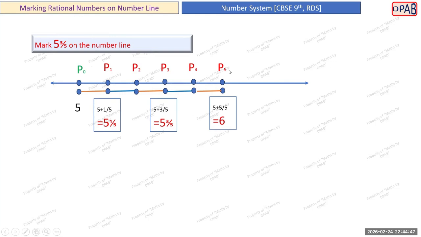Same way, P5, where you are getting 5 as a whole number plus 5 by 5. 5 equal parts out of 5. Okay. So all these things put together, if you are getting this 5 by 5 as 1, so 5 plus 1 equal to 6. So the P5 point is 6. So between 5 and 6, the point we wanted is 5, 3 by 5. So 5, 3 by 5 means we will be marking this point 3 as 5, 3 by 5.